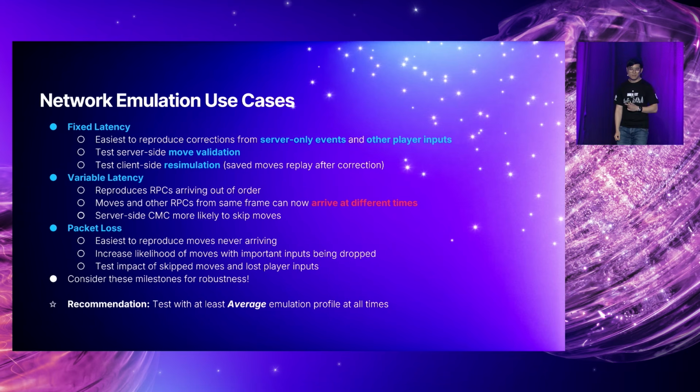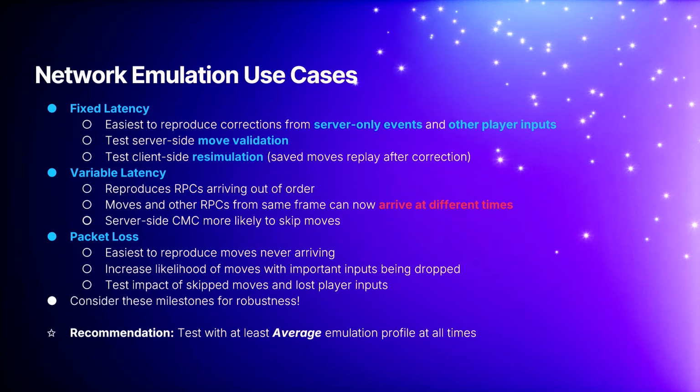Now, when you configure variable latency, so a difference between minimum and maximum, then you will also reproduce the RPC arrival timing issue. You'll get RPCs arriving out of order. And you have to test for this because this is going to happen in the wild. If you have packet loss, then some of your inputs in moves might also be dropped because those moves don't arrive.